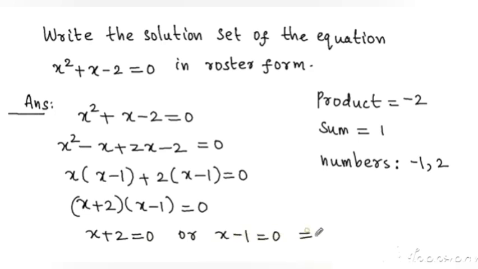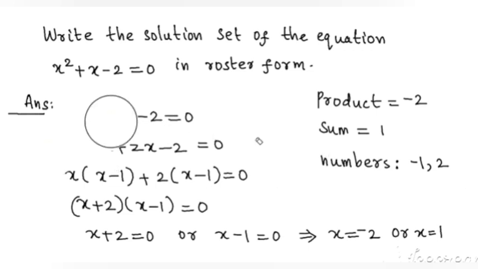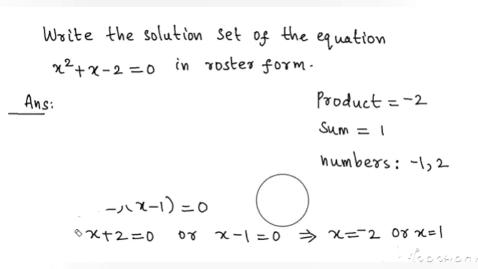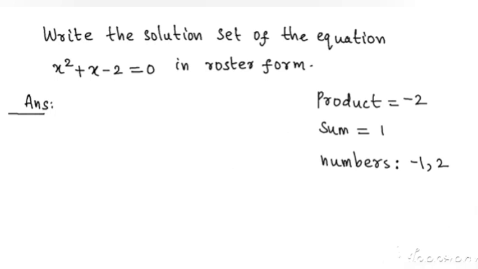So product equal to 0 means either x plus 2 equal to 0 or x minus 1 equal to 0. If you equate x plus 2 to 0, you will obtain x equal to negative 2. So x equal to negative 2 or x equal to positive 1. So the solutions of this equation are negative 2 and 1. The problem is to write the solution set in roster form. Solution set includes the numbers negative 2 and 1. So you can write a bracket, then negative 2 comma 1, then close the bracket. So this will be the required roster form.